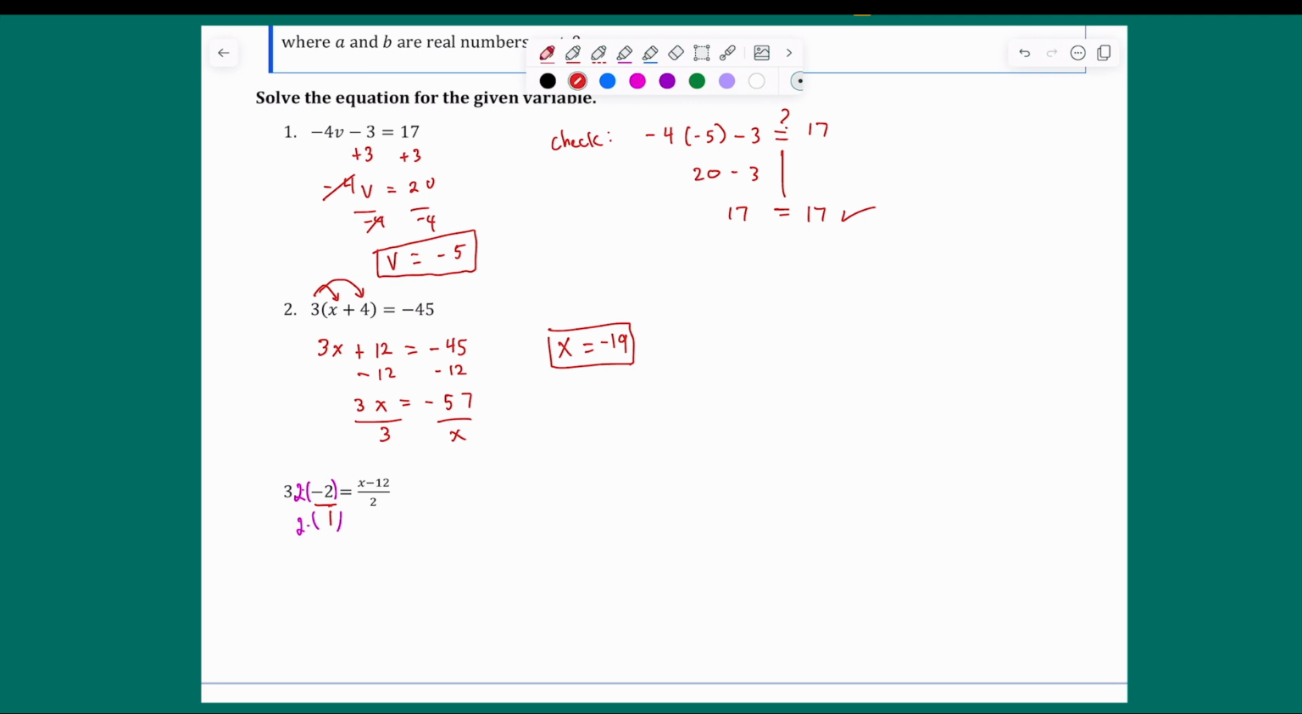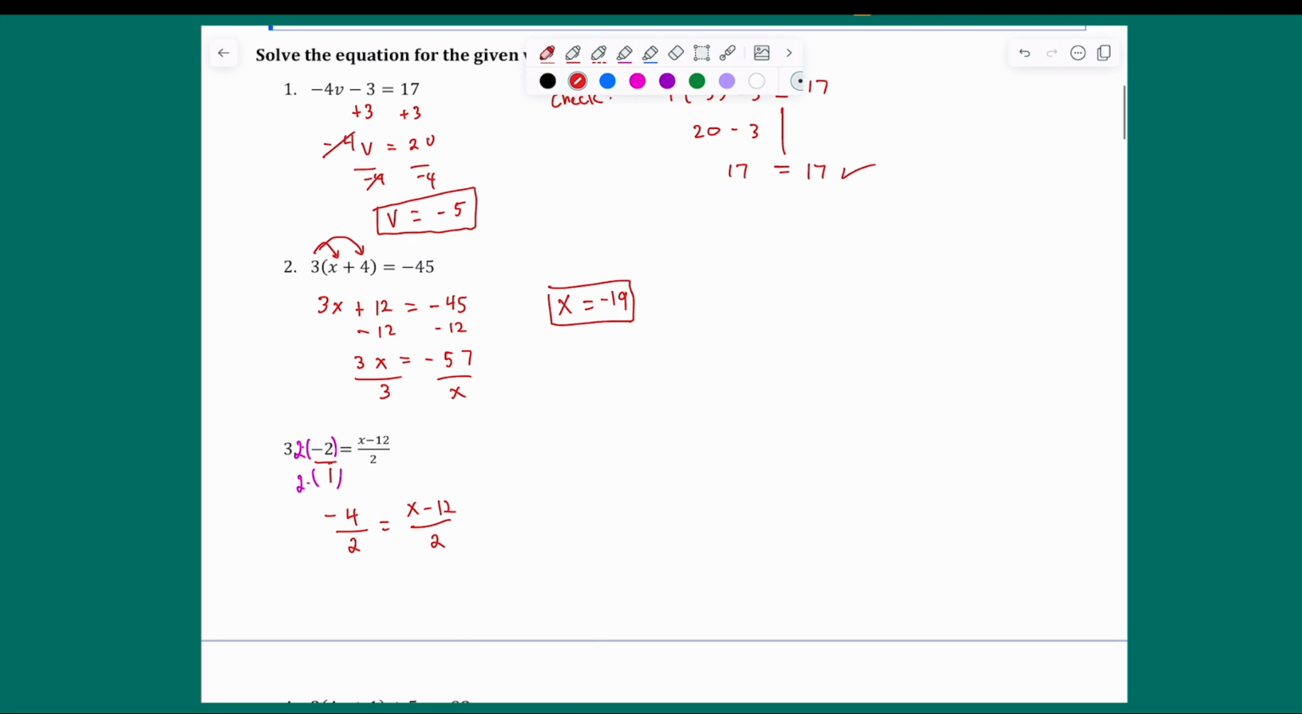So then we get negative 4 over 2 equals x minus 12 over 2. Now both terms on the left and right hand side of the equation have the same denominator. So then I like to say forget about the denominators, and we write negative 4 equal to x minus 12. That's equivalent to multiplying both sides by 2. Now I'm going to isolate the x by adding 12 on both sides. That gives us 8 on the left and x on the right. So we say 8 equals x, or x equals 8. Okay, that's our solution.